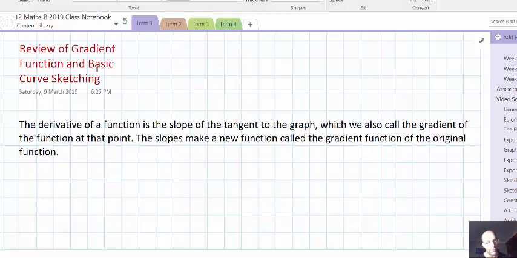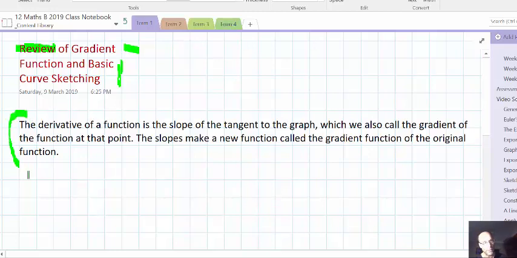In this video we're going to review what we already know from last time about the gradient function and link that to the idea of curve sketching, which we've seen a bit in the past. This is a review video, and we've got to remember a key fact to begin with. The derivative of a function is a function of the slope of all the tangents of the original graph, and we also call the gradient of the function at that point the slope of the tangent.